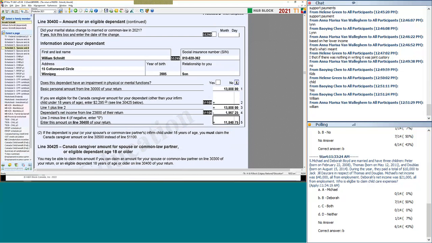No infirmity for him, so there's no caregiver amount for William, but we have some income. William's income, don't forget, has to include both his income from work and the interest income. So if you missed that, you would have gotten a different answer. Make sure you add the interest to his income because it's all his income. That gives us an elder dependent amount of $11,840.75.